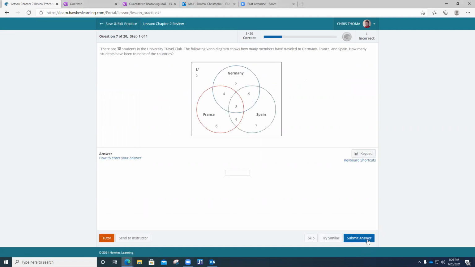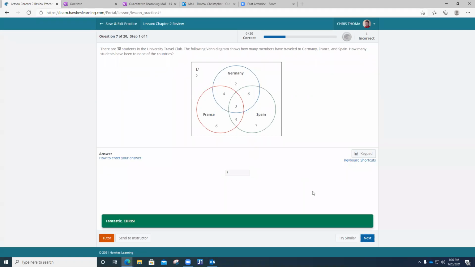All right, so let's see another one. Here is our Venn diagram. So this one's already built for us. It's just asking you to pull numbers out of that one. So the following Venn diagram: how many students have traveled to Germany, France, and Spain? How many students have been to none of these countries? That's outside the circles, which is the number 5 out here right under the U, because that's outside the circles. So 5.